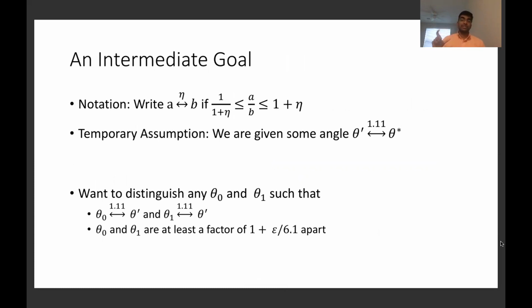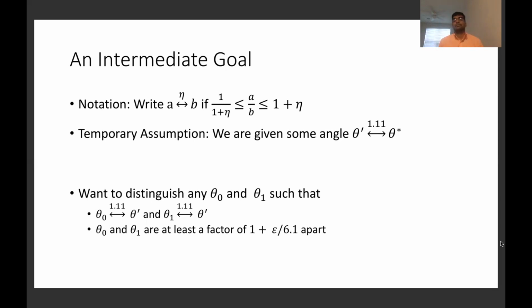Rather than straight away achieving this overall goal, we first have a temporary assumption for now. Let's assume that we are given some angle theta prime that is close to theta star, and close meaning just like a constant factor away. So it's not like a 1 plus epsilon factor away, but we know it's at most a constant factor away.